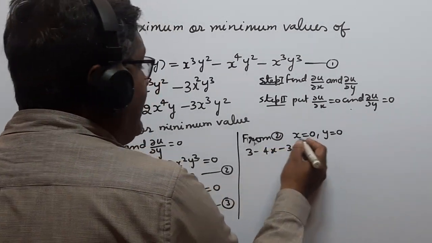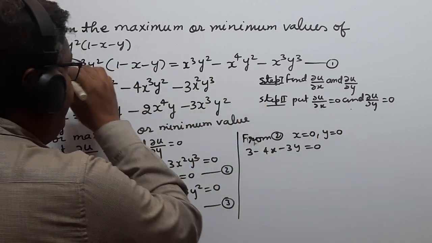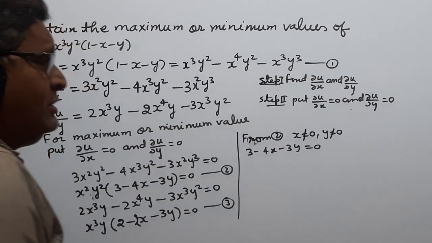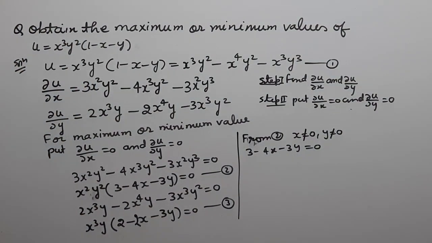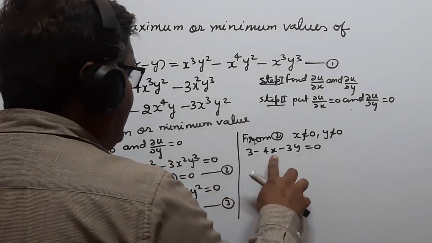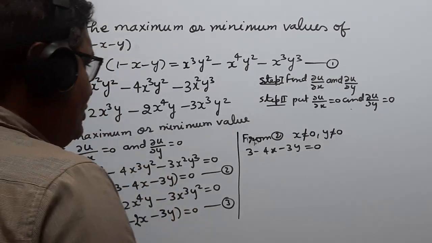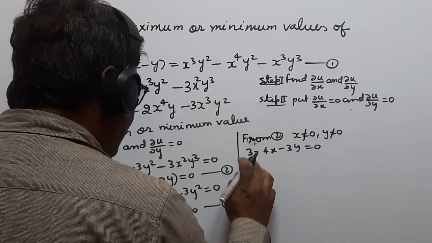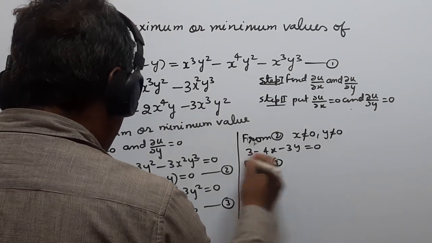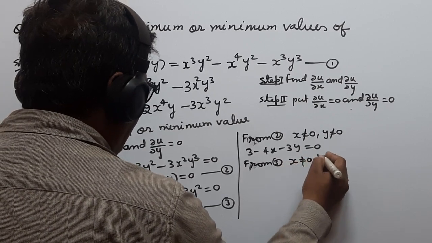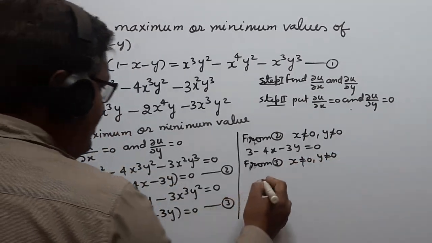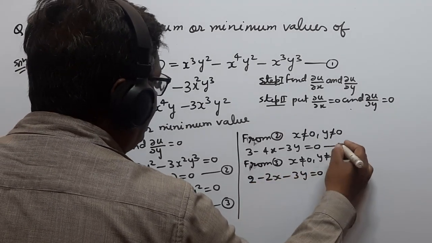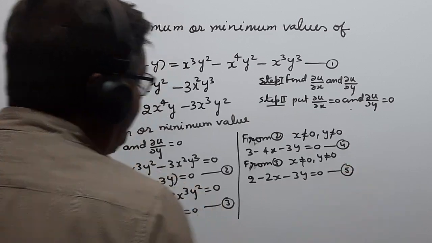Here when we take x equal to 0 and y equal to 0, the function becomes 0. So x and y both cannot be 0. So we take 3 minus 4x minus 3y equal to 0. Now from the third equation, here x is not equal to 0 and y is also not equal to 0, so we get 2 minus 2x minus 3y equal to 0. Suppose this is 4 and this is 5.